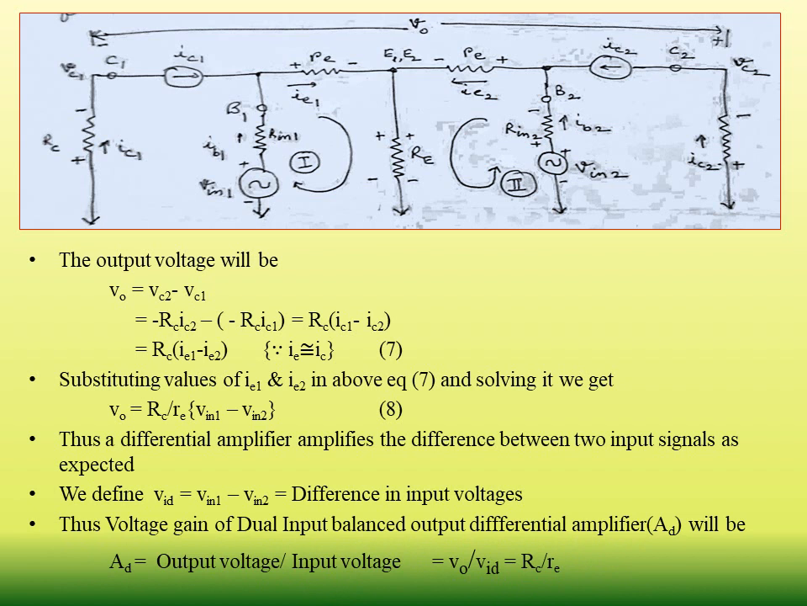So, the voltage gain of the dual input balanced output differential amplifier AD will now be output voltage upon input voltage, equal to VO upon VID. On simplification, we finally obtain it is equal to RC upon small re. So, this is the voltage gain of the dual input balanced output differential amplifier. Now, other parameters that can be calculated are differential input resistance, output resistance and current gain. But before discussing them, we will first consider the inverting and non-inverting inputs.